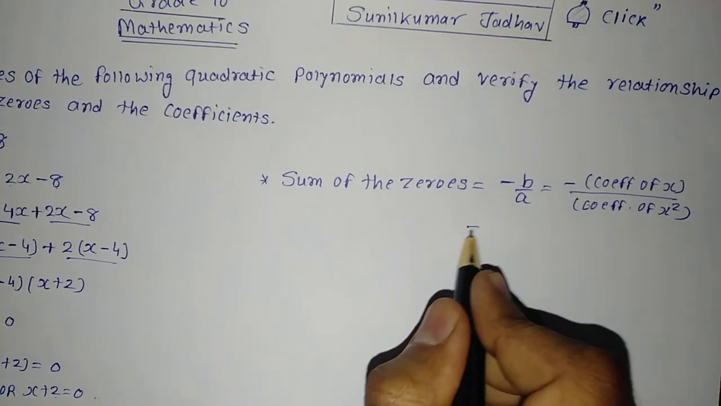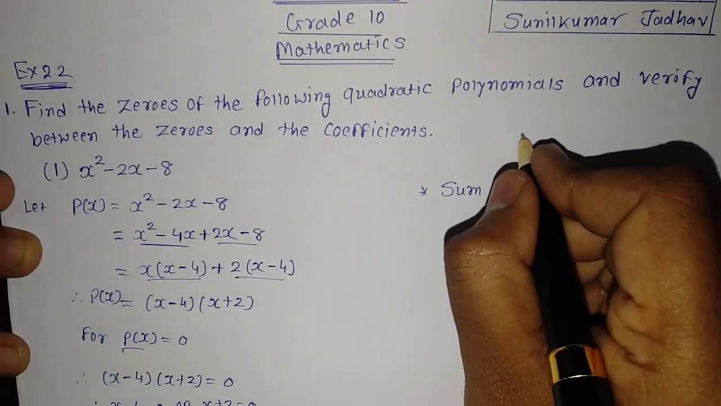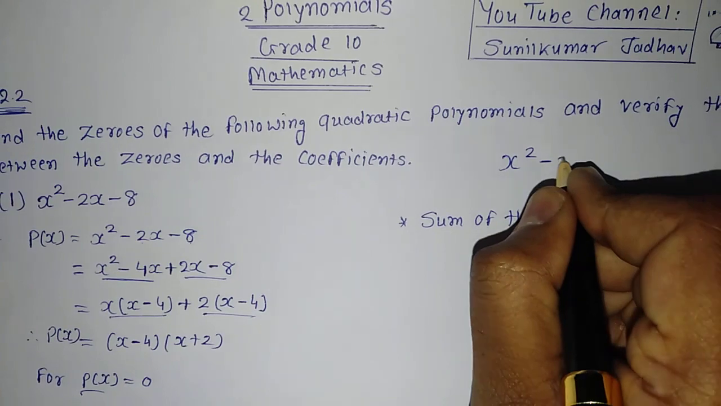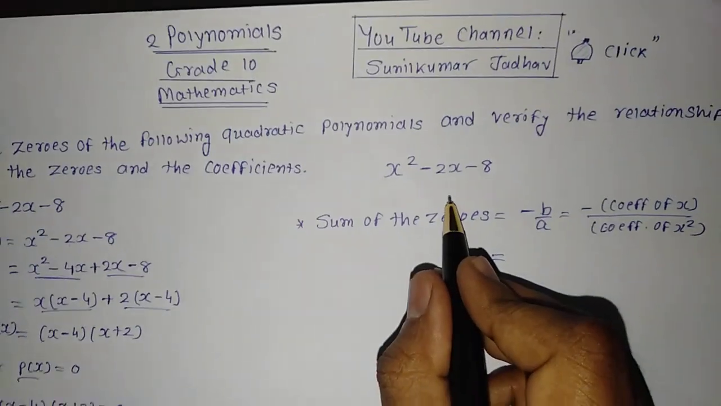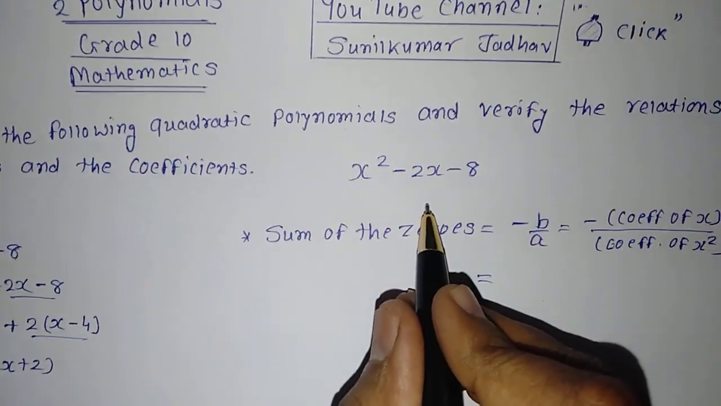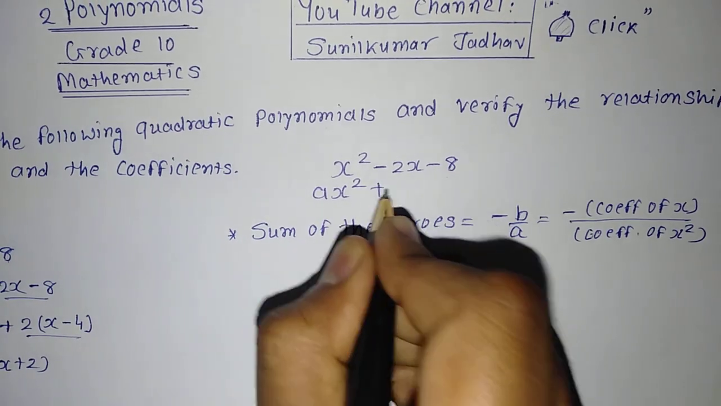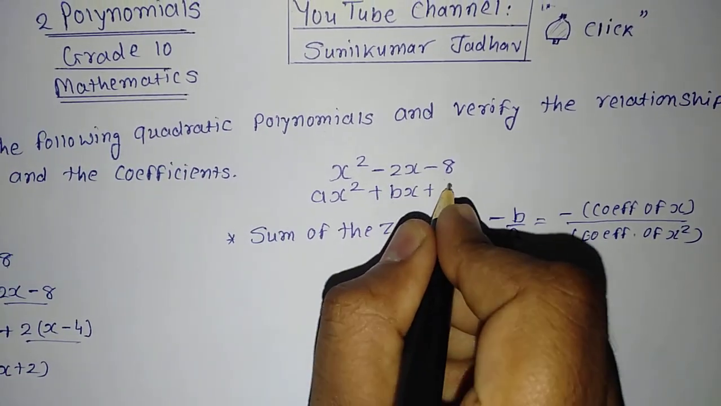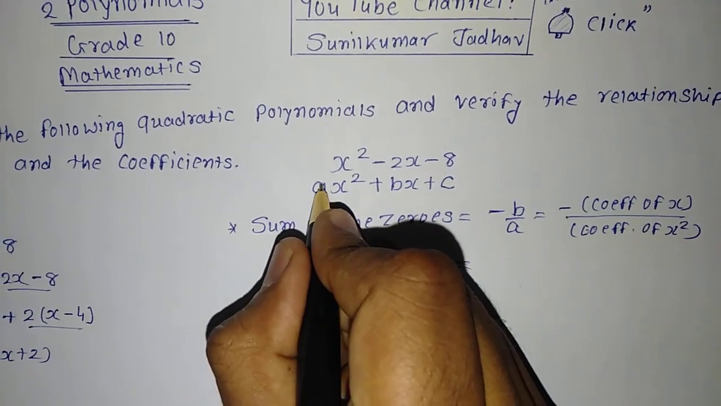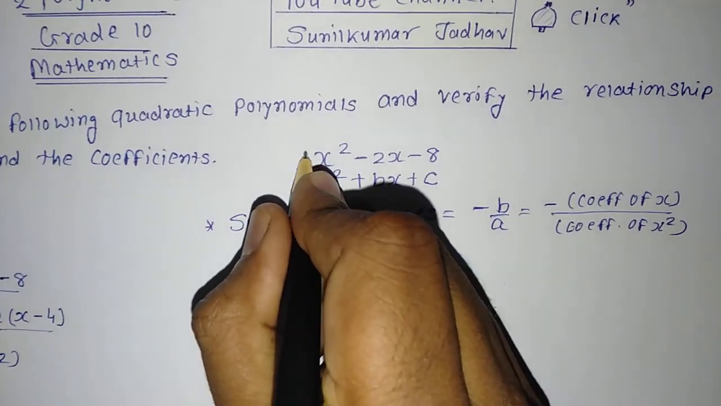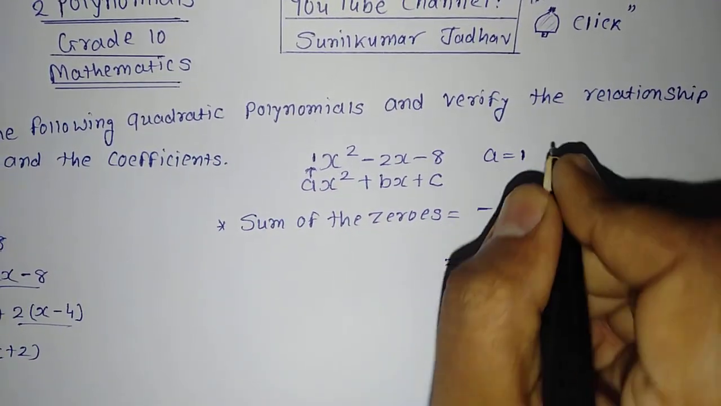Okay, let us see this particular sum. Then I will write it here, x square minus 2x minus 8. I will compare this with the standard form. What is the standard form? That we know, ax square plus bx plus c. If we compare that way, you can see what is the value of a. Here nothing, means it is 1. So the value of a would be equal to 1.